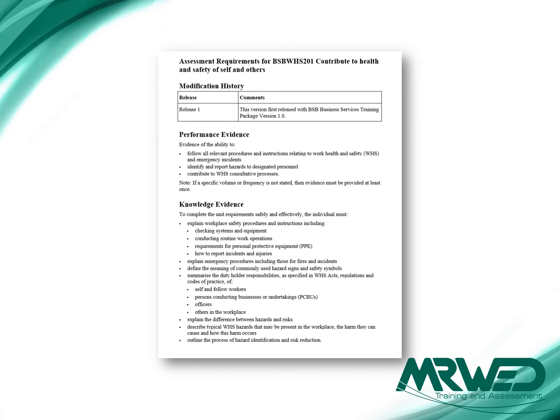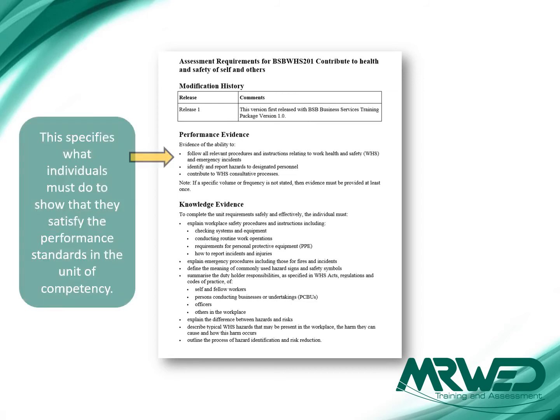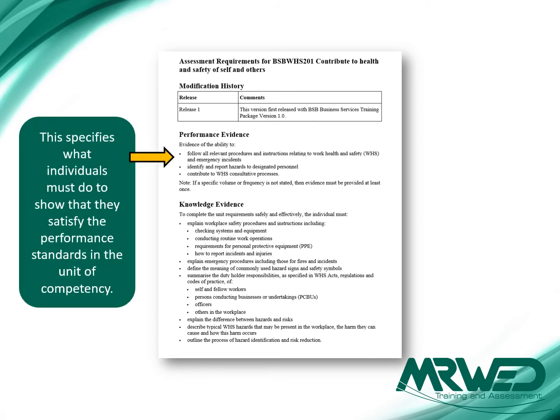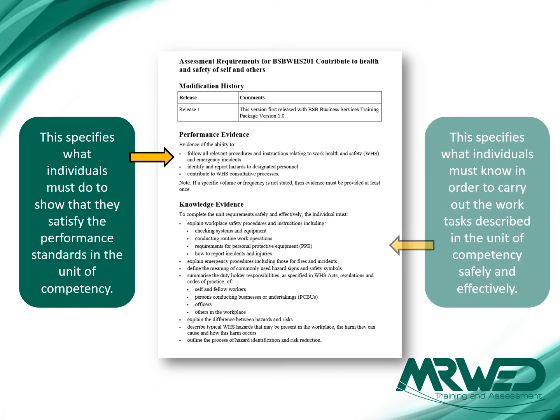Again, we've got the titling at the top and the modification history. Following this, we've got some of the most important information within this process. First of all, we have the performance evidence, and this specifies what individuals must do to show that they satisfy the performance standards that are outlined in the unit of competency. So this is very much a focus of our assessment practice. We need to make sure we have evidence of each of these bullet pointed items.